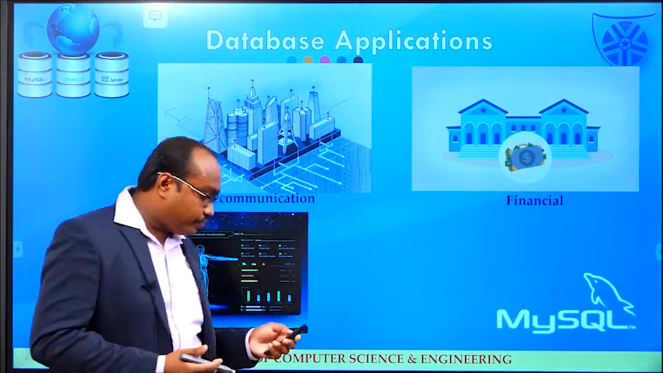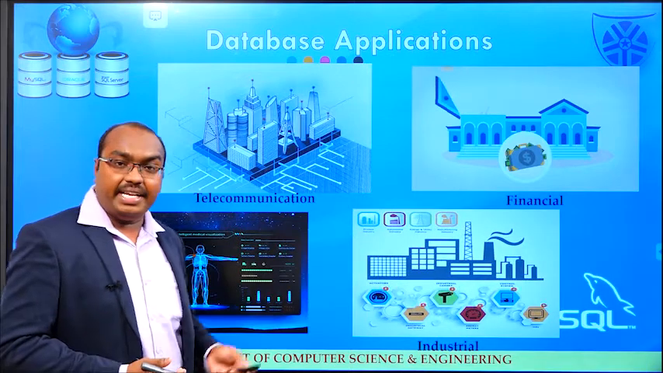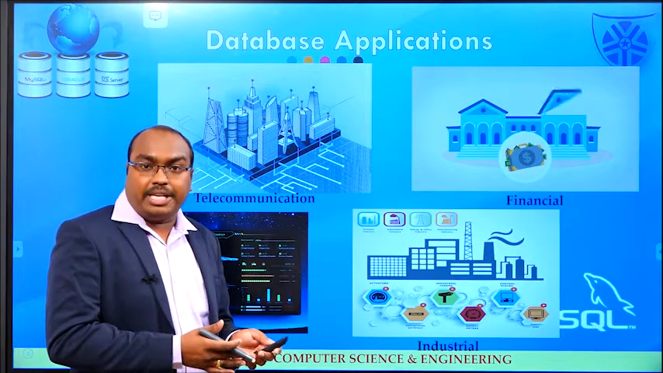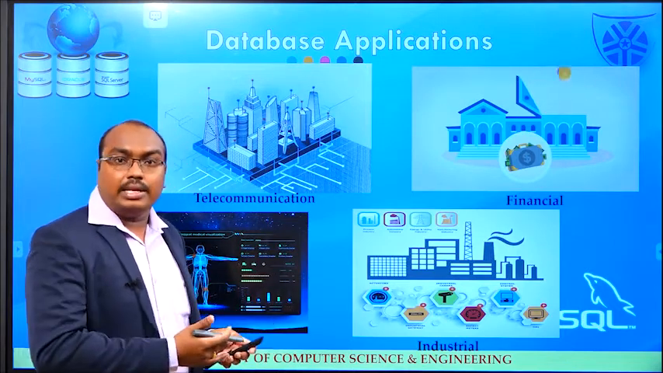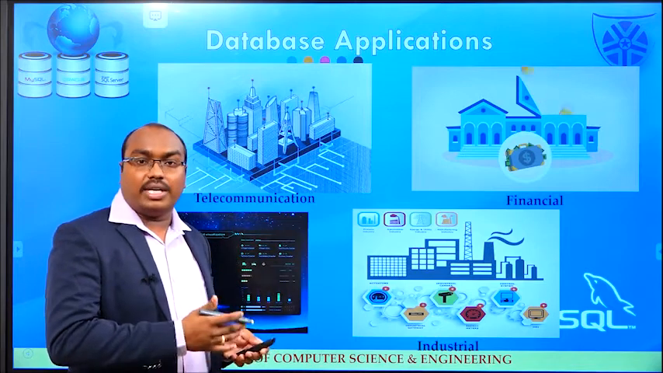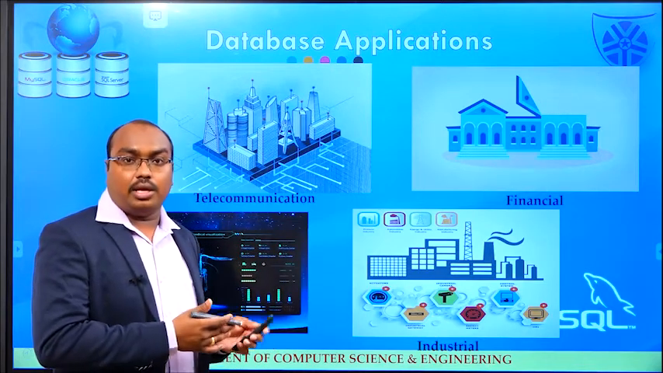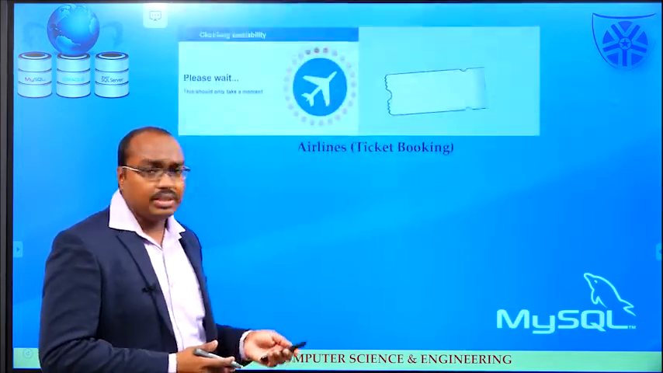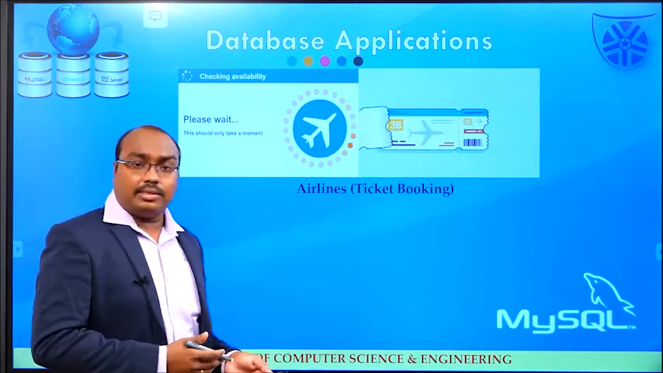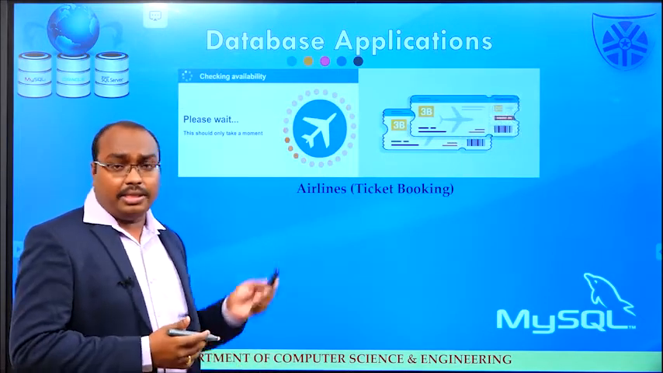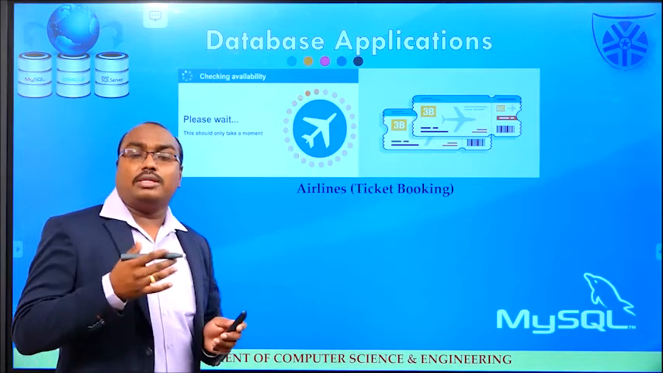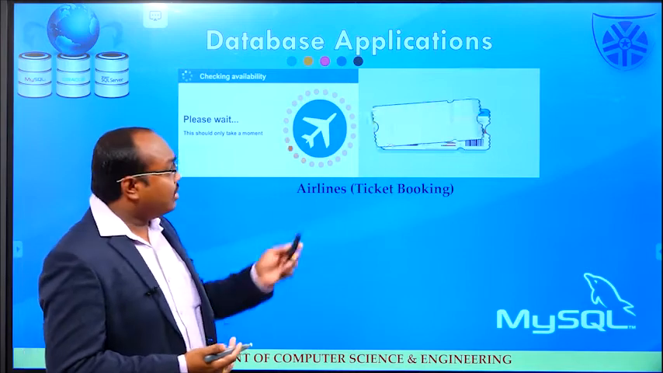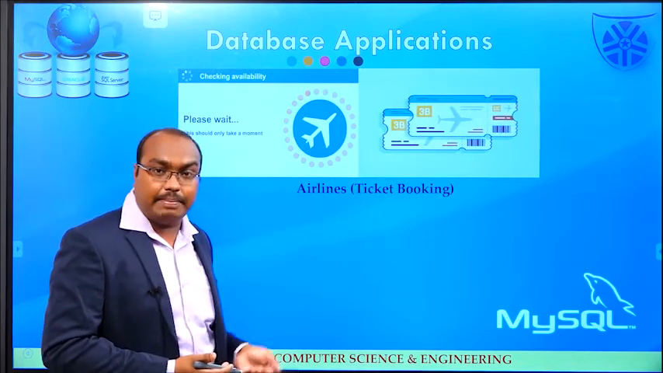And the next one, industrial. In industrial databases, the data should be kept, such as customers' information and sales and production. So every piece of data should be kept in the particular databases. And another example, airlines online ticket booking, which helps to store whether a seat is available or not. Next, the schedule information. So that information should be kept in the particular databases.